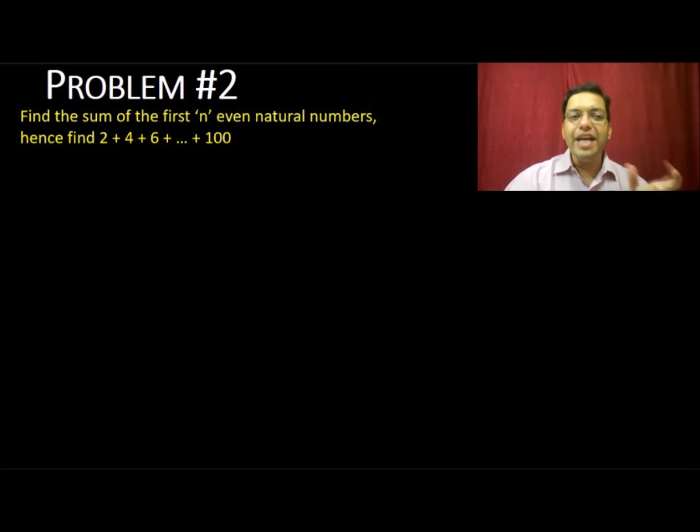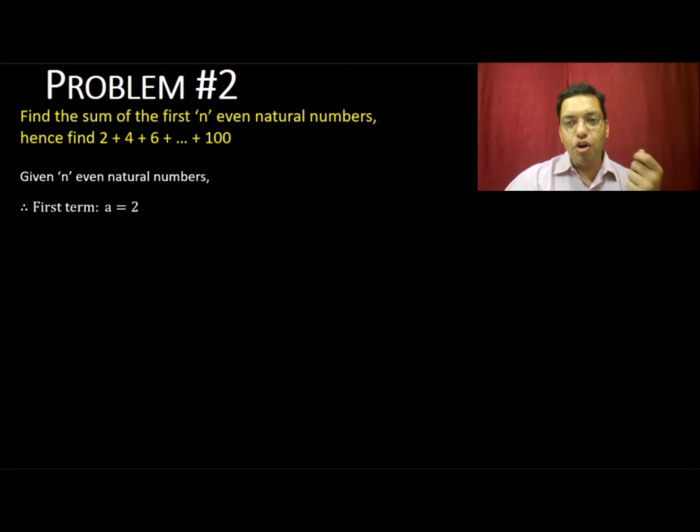So first we need to find a formula for the sum of the first n even natural numbers. Given n even natural numbers, what can you say about the first term, the common difference? The first term a is equal to 2 and the common difference d is also equal to 2. Now here you need to be careful because many students will make mistakes in writing the first term and the common difference. A lot of students write a is equal to 0 because they don't read natural numbers and they don't realize that 0 is a whole number, not a natural number. So the first even natural number is 2, not 0.